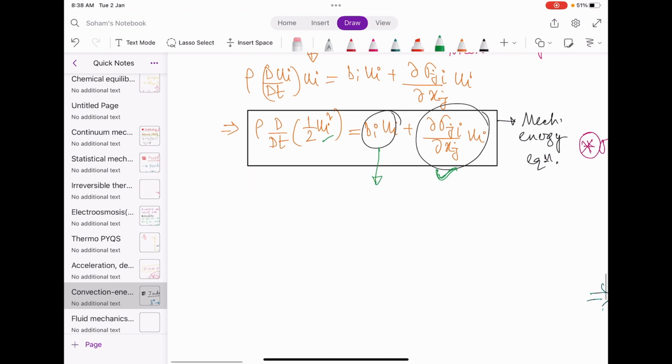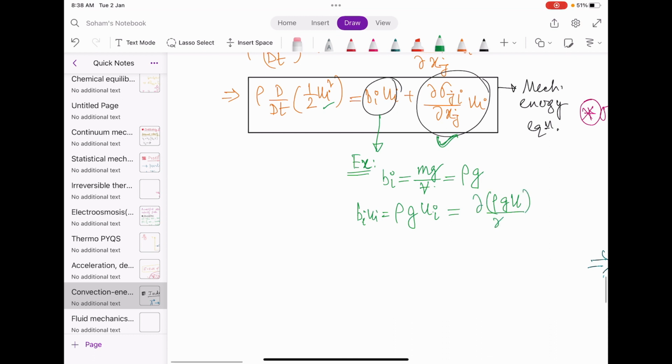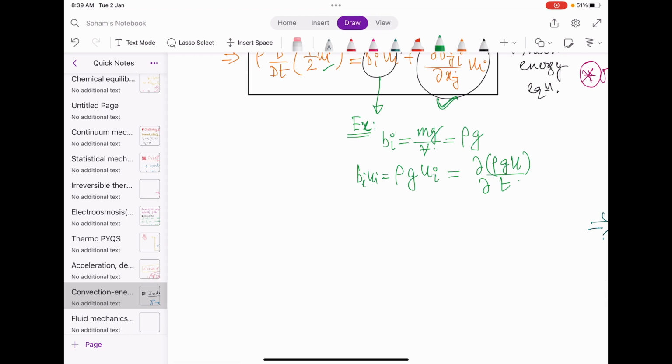Let me give you some analogy. For a uniform gravitational field, B is mg per unit volume, so that will be rho g. It will be Bi ui, so this will be rho g u. And g is not changing with time, so that will be rho g u. Let us write it as del del t of rho g into u, because it can change with position also.